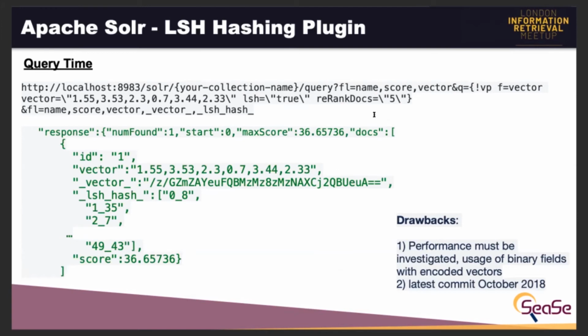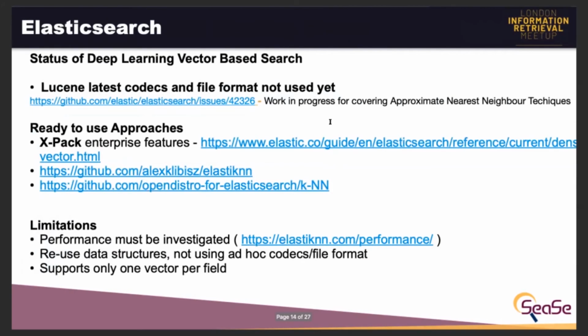Now, based on the hashing, you're not scoring everything this time. Now, performance must be investigated. It is using a binary field with the encoded vector to float, so that it's using the same encoding that happens for payload. So you need to encode and decode vectors from disk. May not be ideal. The second drawback is the fact that the latest commit for this plugin is dated October 2018. So it's not recent.